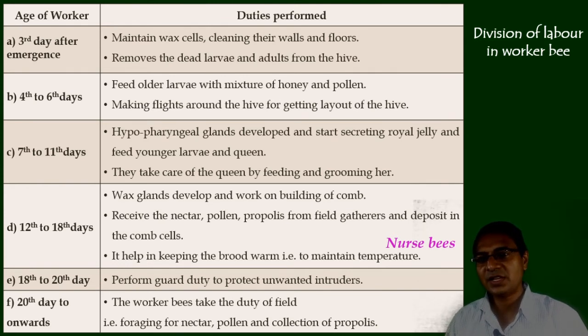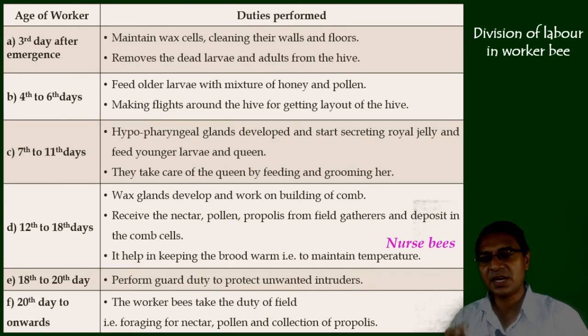In the next week, that is 12 to 18 days, the worker bees develop the wax glands, which is very important for building the combs. Along with that, they receive the nectar, pollen grains as well as the propolis from the field gatherers or the foragers and deposit it in the comb cells. Along with that, it helps in keeping the brood warm to maintain the temperature.